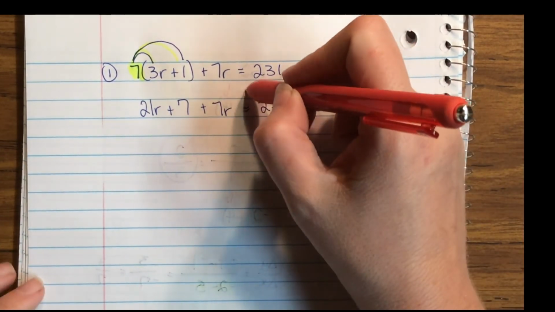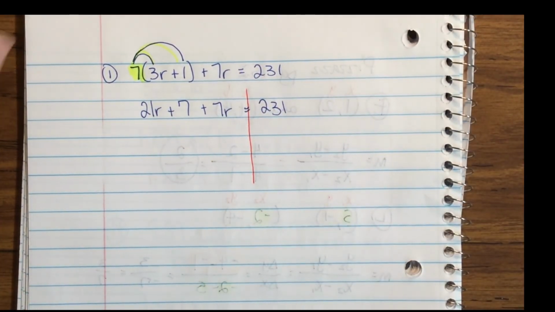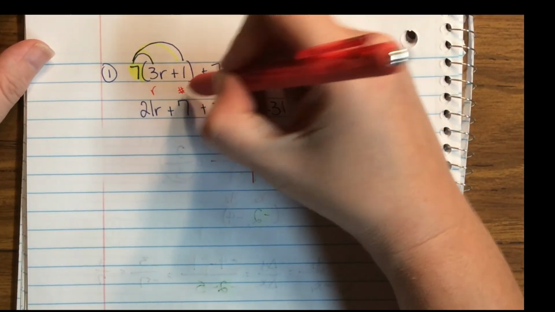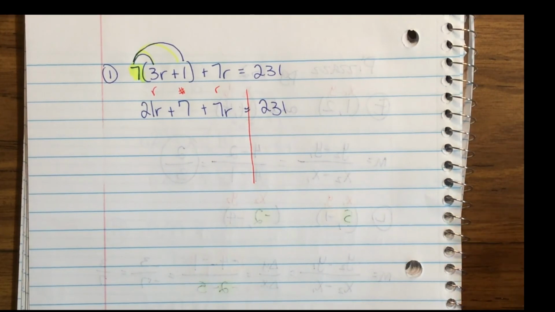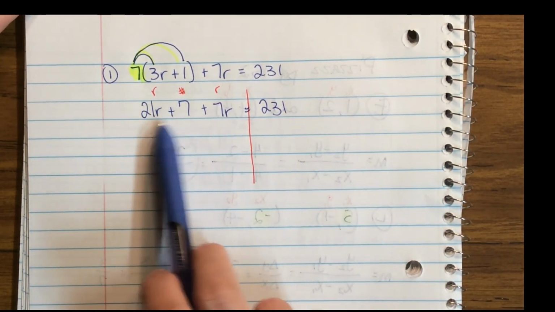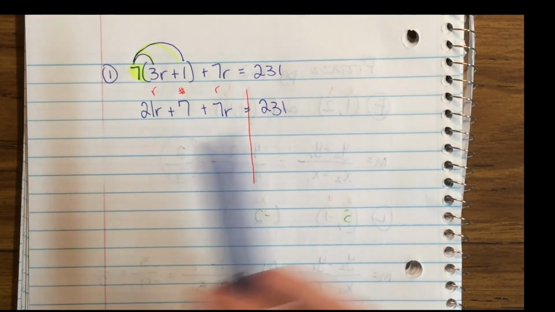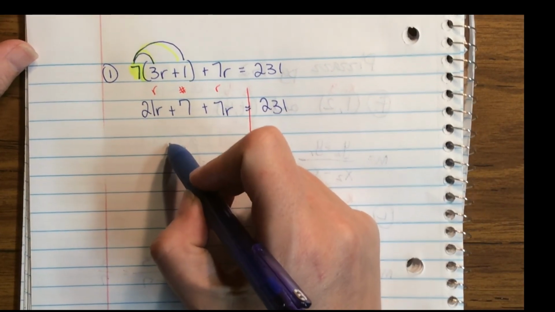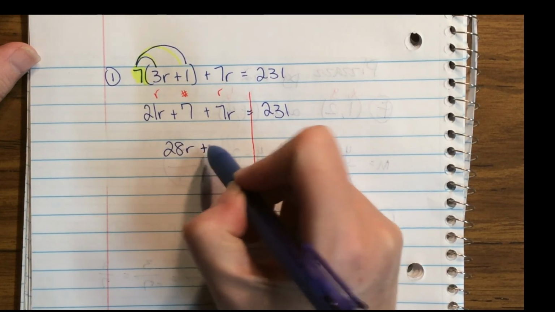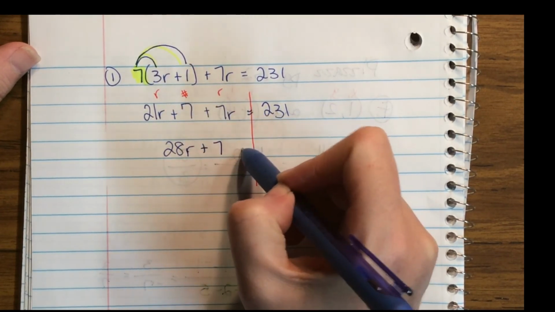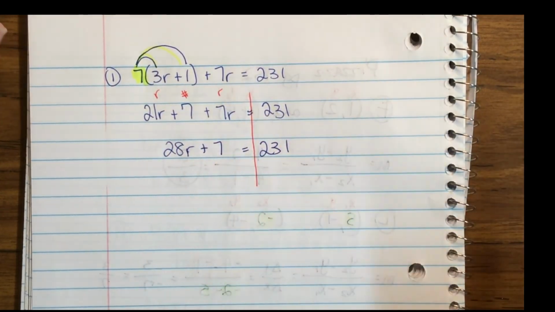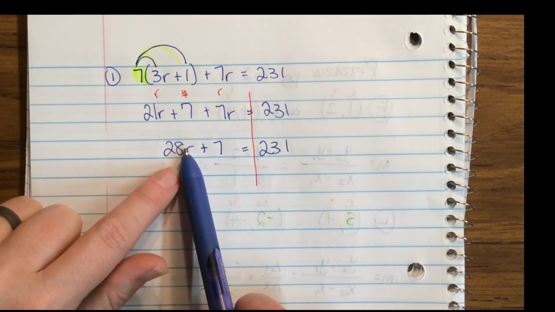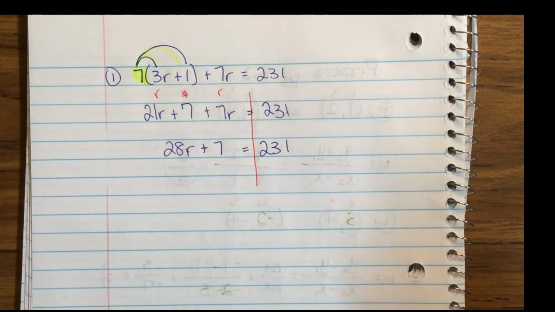Well, I'm going to draw my line down my equation here, and I'm going to label. I got an R, I got a number, and I got an R. Anytime that you have like terms on the same side of the equation, you can just add them together. So 21R and 7R are going to become 28R, plus 7 equals 231. So what I've done is I've put the 21R and the 7R together and made 28R.